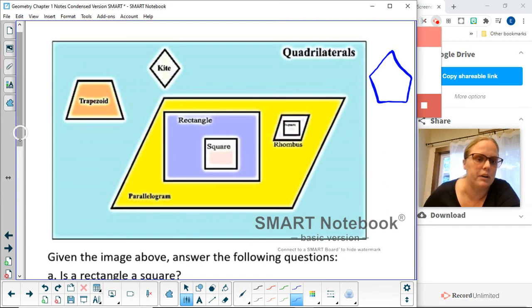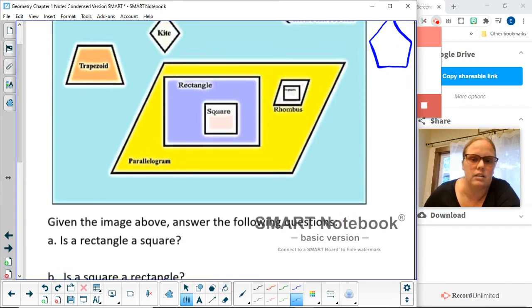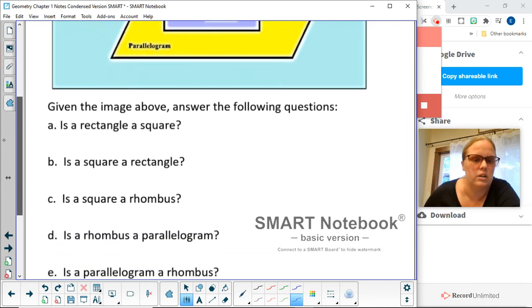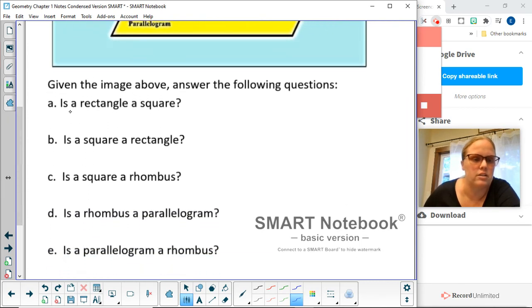If we look deeper here, we can see that the square and the rectangle are held within this parallelogram. There is also one other shape that's held within this parallelogram, the rhombus. So the rectangle, the square, and the rhombus are all considered parallelograms. So this is a good reference to say what shape has more than one name that can be associated with it. So we're going to use the image and answer the following questions.